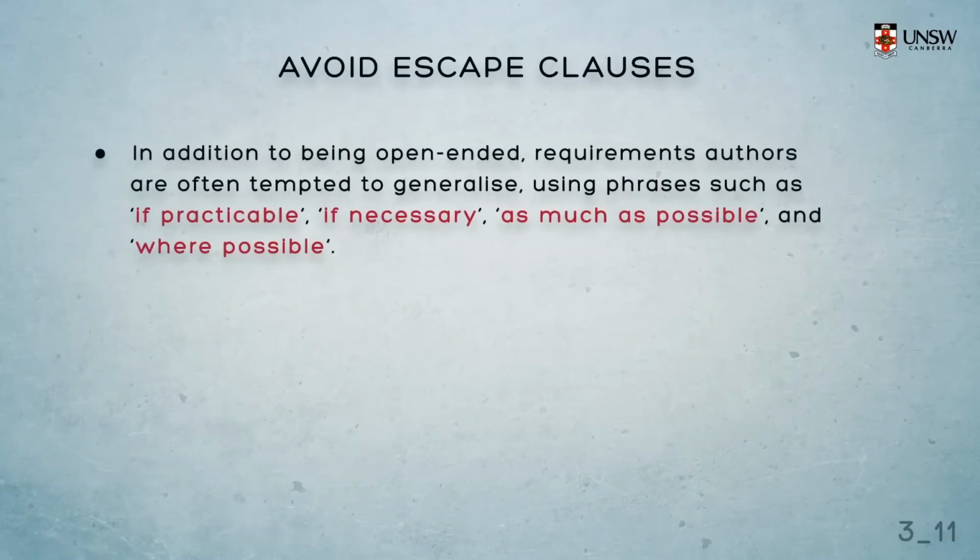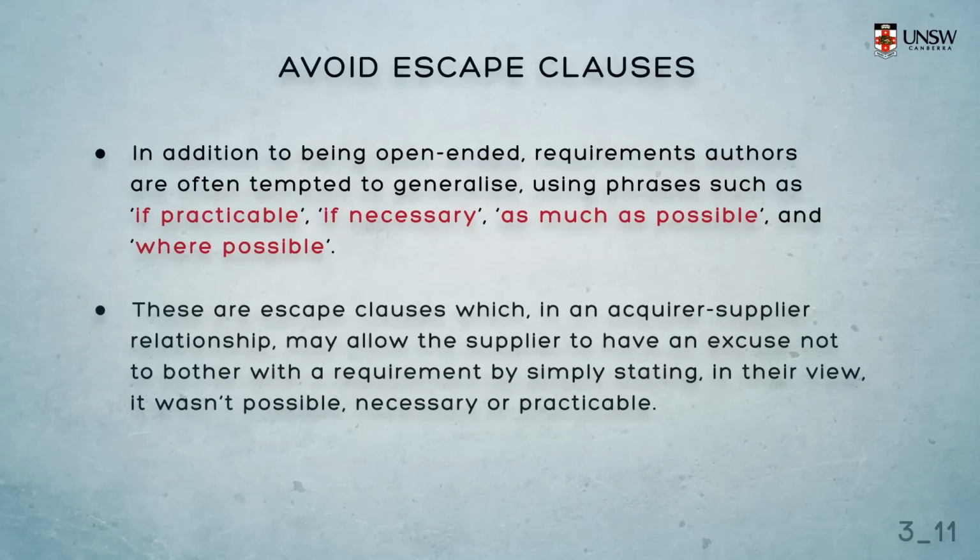In addition to being open-ended, requirements authors are often tempted to generalize, using such phrases as "where possible," "if practicable," "if necessary," and "as much as possible." These are escape clauses, which, in an acquirer-supplier relationship, may allow the supplier to have an excuse not to bother with such a requirement by simply stating that in their view, it wasn't possible, necessary, or practicable.